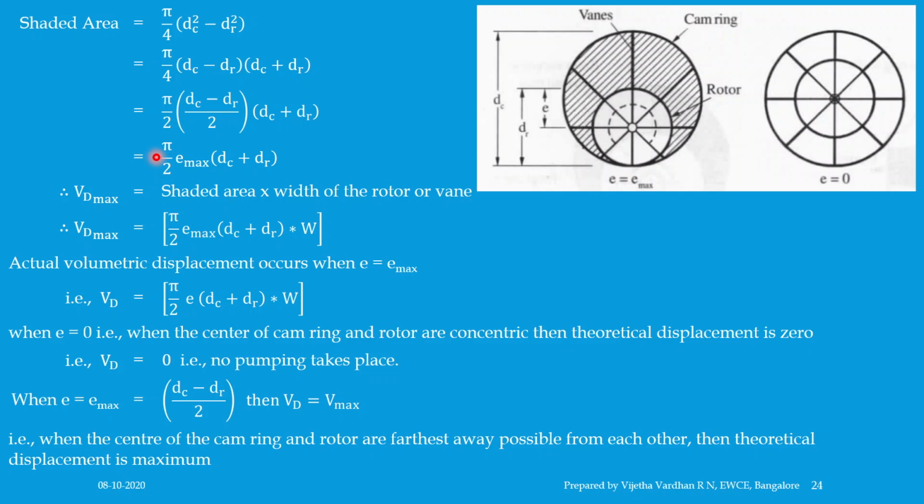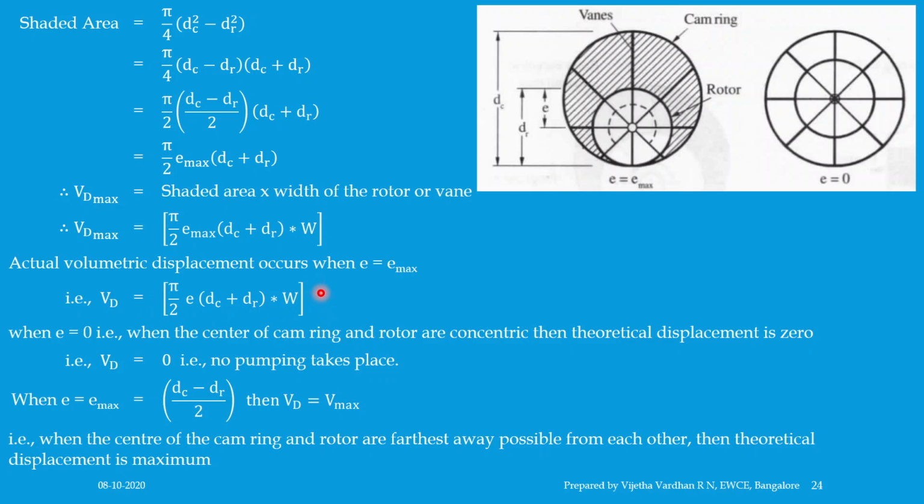Thus, I can say that the shaded area is going to give us the Vd max, and therefore Vd max is going to be calculated from the shaded area into the width of the rotor or the vane. When you multiply the shaded area with the width, it gives you the maximum volumetric discharge. Then the maximum discharge occurs when e is equal to e max, that is, when it is completely eccentric. That is called the actual volumetric displacement.